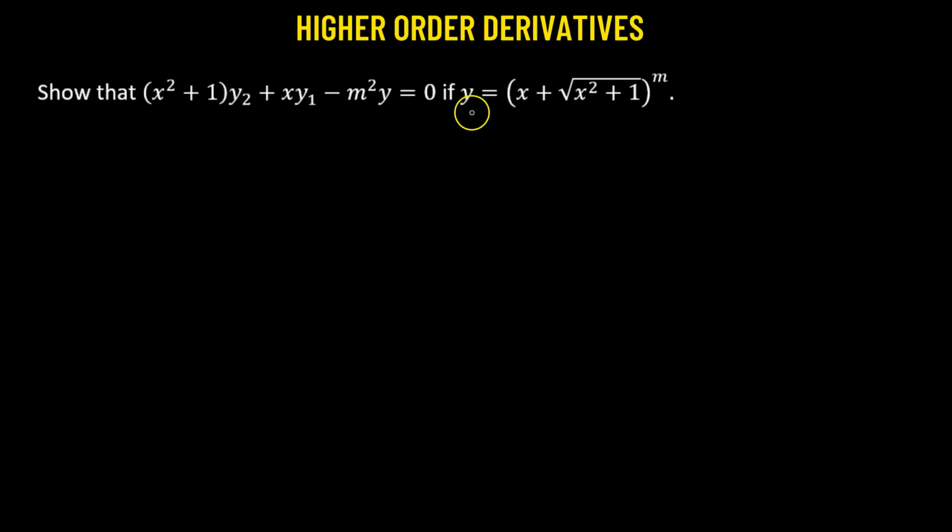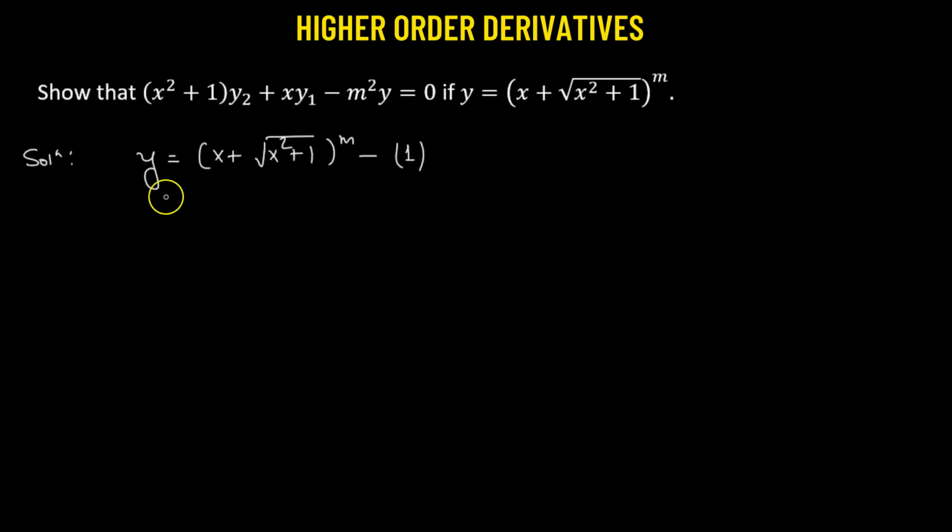So here we are given that y equals (x plus square root of x squared plus 1) whole raised to the power of m. Using this value, we have to show that this particular expression is true. So let's begin. We have y equals (x plus square root of x squared plus 1) whole raised to the power of m. So let's call it equation number 1.